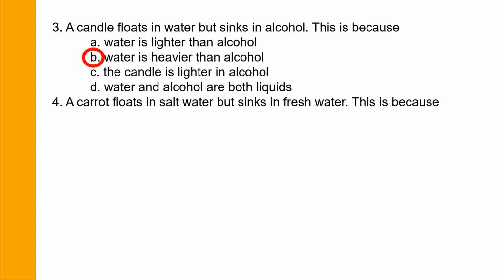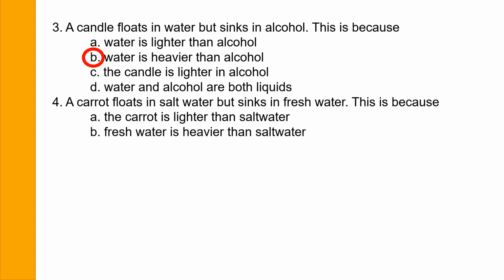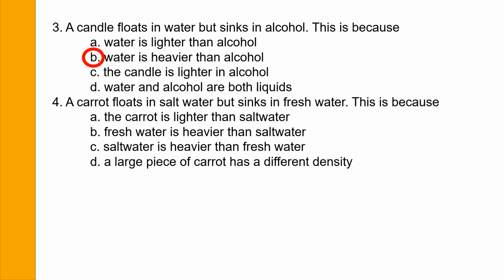Number 4. A carrot floats in salt water but sinks in fresh water. This is because A. The carrot is lighter than salt water, B. Fresh water is heavier than salt water, C. Salt water is heavier than fresh water, or letter D. A large piece of carrot has a different density. What is your answer? Very good. So the answer is B. Fresh water is heavier than salt water, or fresh water is denser than salt water.